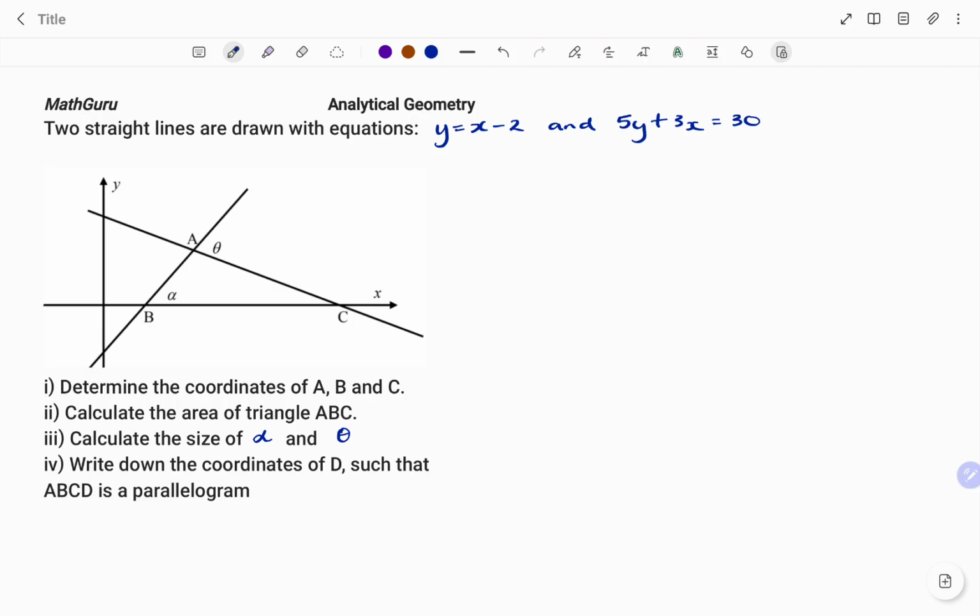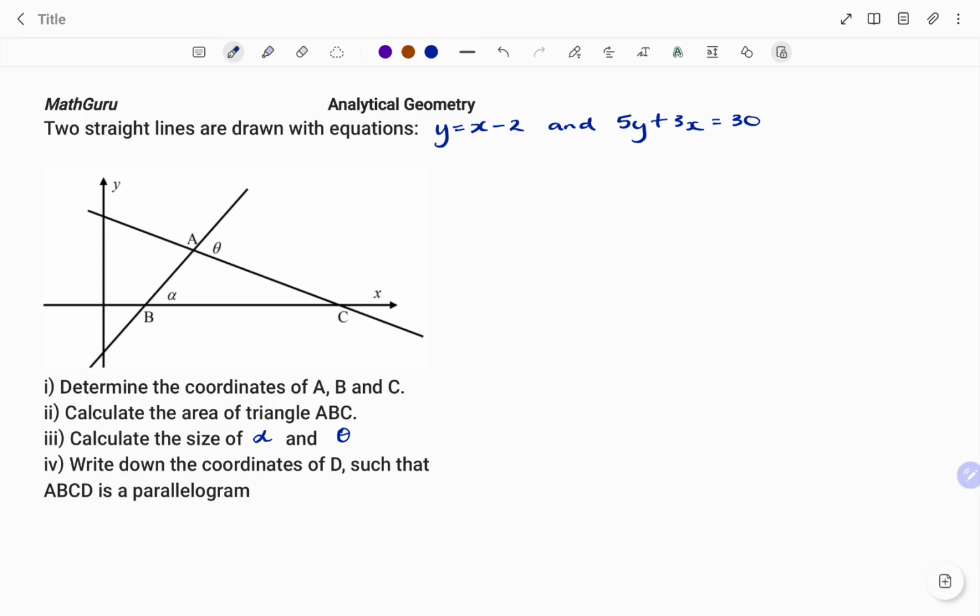We have two straight lines drawn with equations y equals x minus 2 and 5y plus 3x equals 30. 1. Determine the coordinates of A, B, C. 2. Calculate the area of the triangle ABC. 3. Calculate the size of alpha and theta. And the last but not the least question, write down the coordinates of D such that ABCD is a parallelogram.